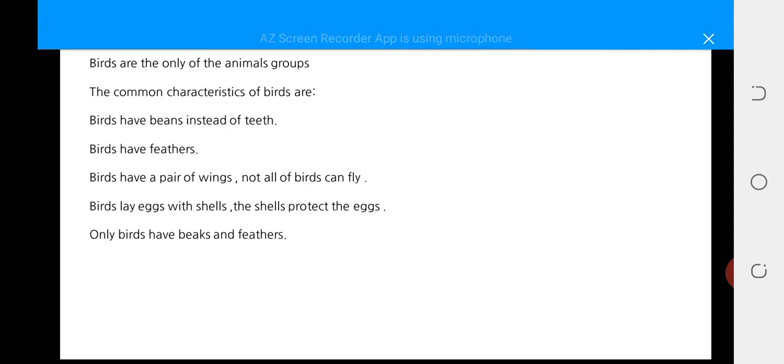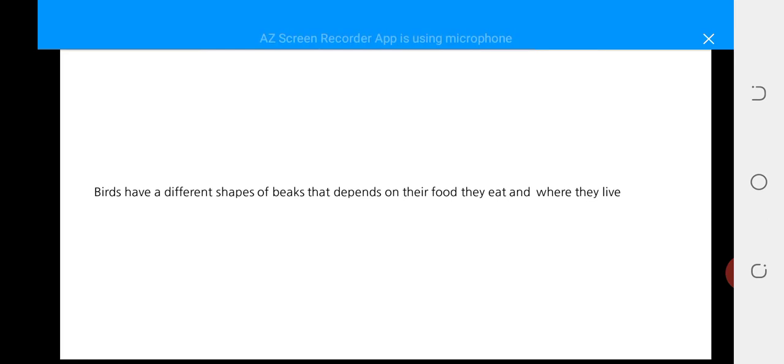So in the group of animals, the only group of living things that have beaks and feathers is the group of birds. None of the other living things have these features. Birds have different shapes of beaks that depend on the food they eat and where they live. The shape of the beak helps them to eat, and it depends on the type of food they eat and the place where they live.